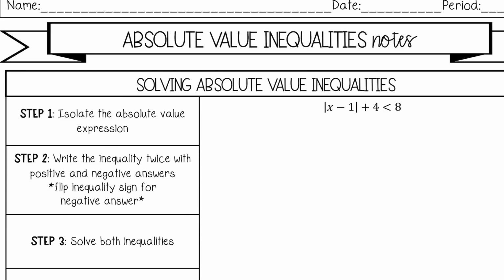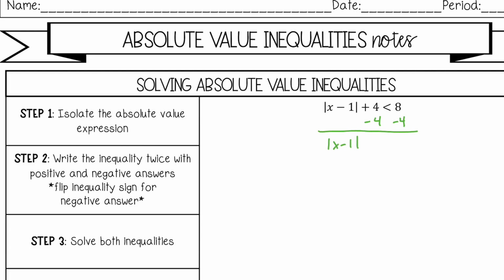Welcome to this lesson about solving absolute value inequalities. So the first step is to isolate the absolute value expression. So that means you want to get this expression with the absolute value symbols by itself on one side of the inequality symbol. So that means we need to move the 4, the positive 4, to the other side of the less than symbol.